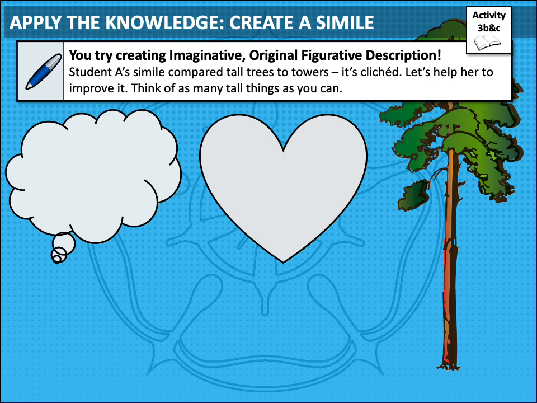Once you've done that, you can move on to the heart bubble, because another way of writing a high quality simile is by using upgraded vocabulary. So in the heart, I would like you to think of as many different ways of saying the word tall with upgraded vocabulary. Press pause. Think hard to fill in the thought bubble of things that are tall and the heart bubble of better words for tall. Off you go.